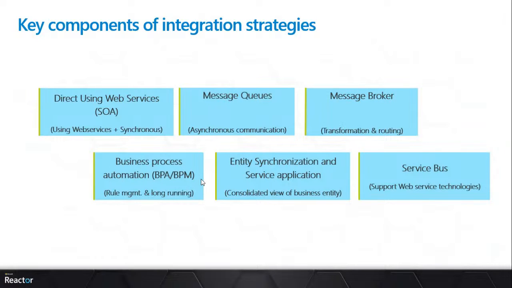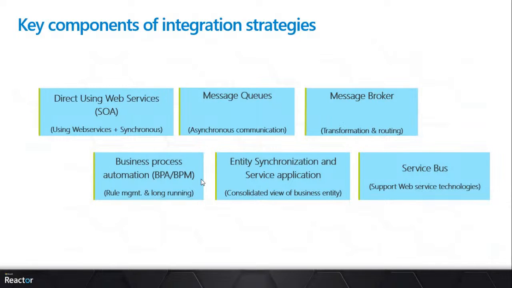Service Bus service. Next one is business process automation, which is an end-to-end automation process for applications across multiple systems. And the unique fact of this particular thing is that it is a long-running business process. In addition to this, it typically involves real-time monitoring of the business processes and rule management in your business process automation. And finally, entity synchronization and service applications.